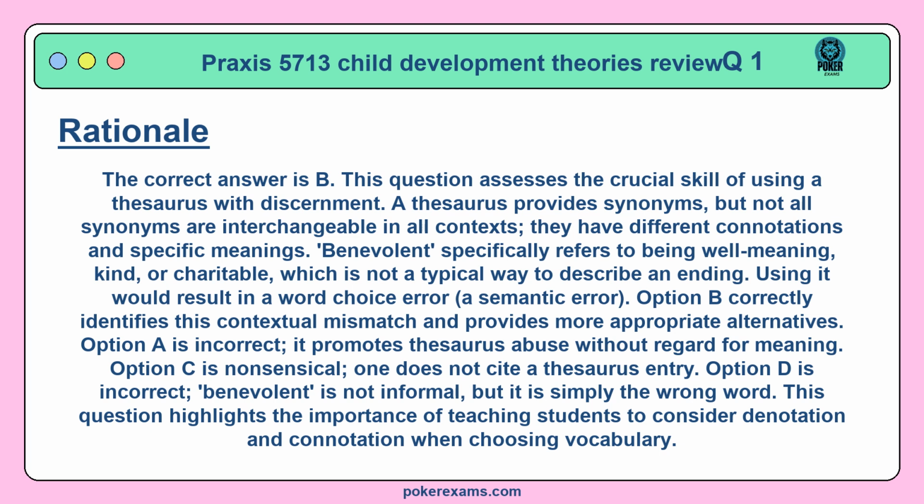Option A is incorrect. It promotes thesaurus abuse without regard for meaning. Option C is nonsensical. One does not cite a thesaurus entry. Option D is incorrect. Benevolent is not informal, it is simply the wrong word. This question highlights the importance of teaching students to consider denotation and connotation when choosing vocabulary.